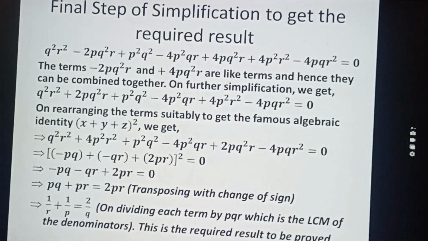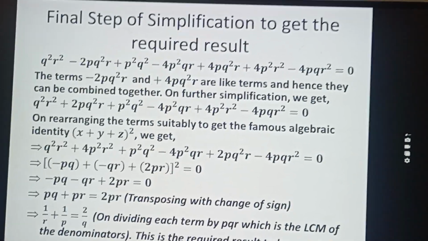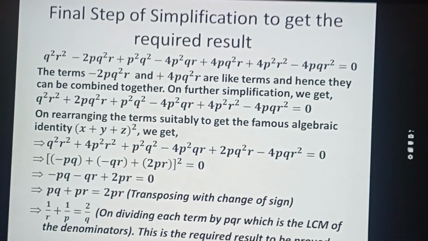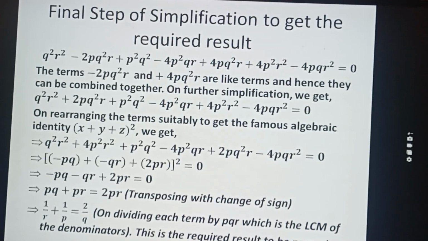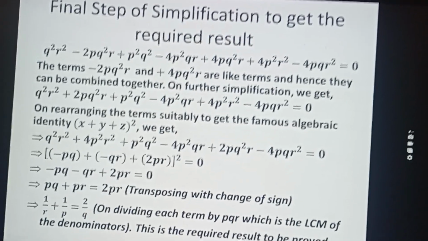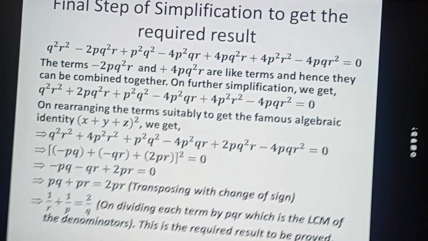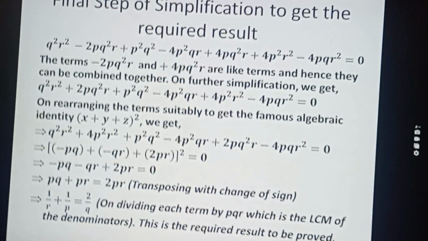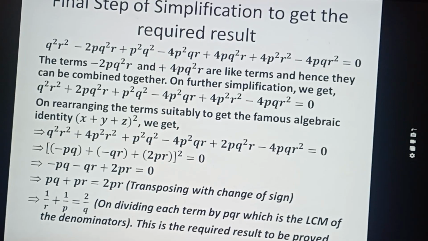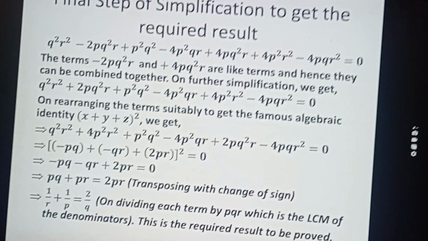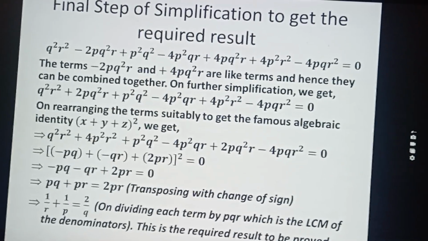So when you recall that, you just have to group all the terms, the square terms. See, q squared r squared plus 4p squared r squared plus p squared q squared. Then there are some terms, the 2xy, 2yz terms coming here, minus 4p squared qr plus 2pq squared r minus 4pqr squared equal to 0.